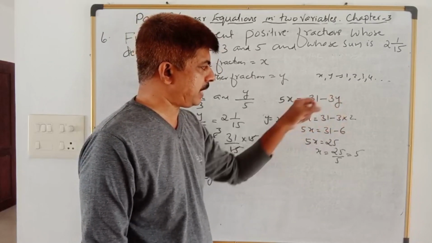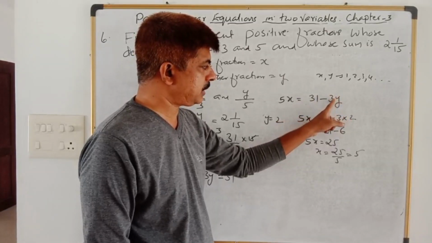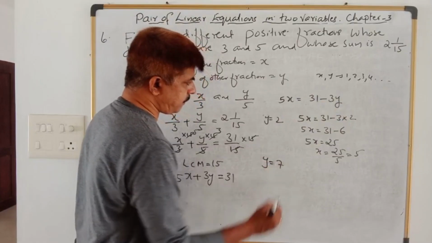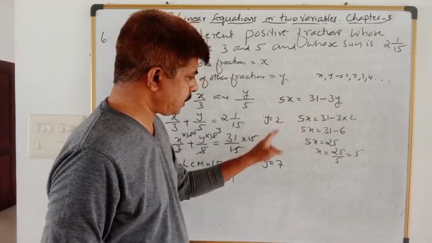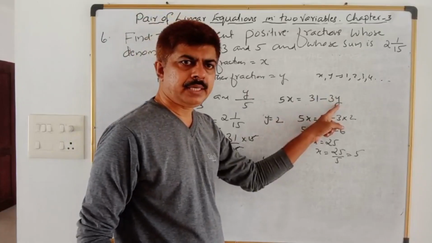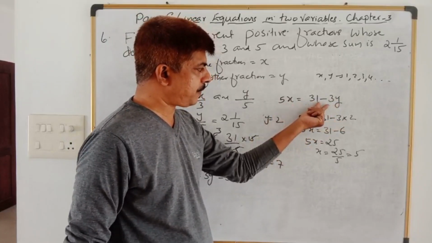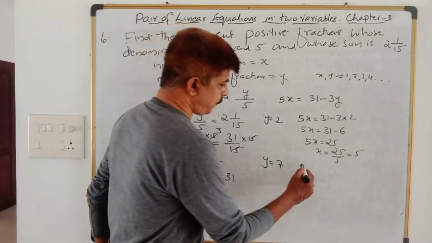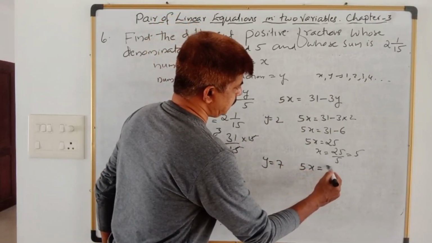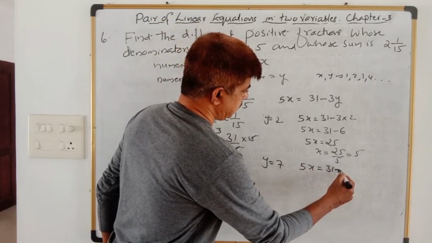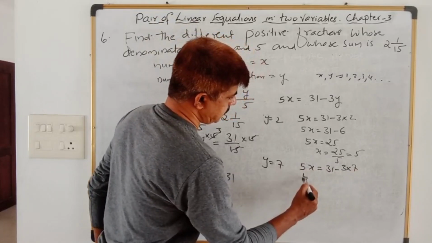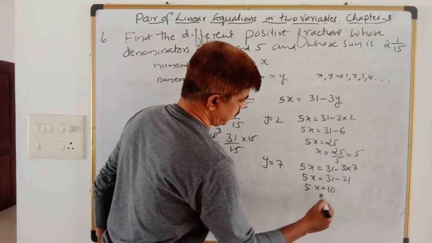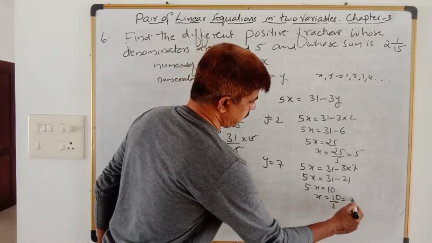Now what is the next value that comes? Let us put y as 7. When y is equal to 7, what happened? 3 sevens are 21. There are no values after 2 that we can substitute for y until 7, because the difference is not divisible by 5. Now I directly go to 7 itself. So 5x is equal to 31 minus 3 sevens, which is 21. So 5x is equal to 10. What is x? 10 by 5 is equal to 2.